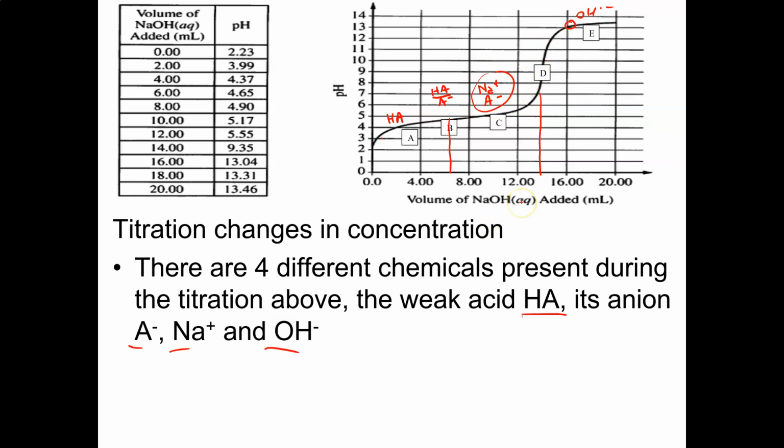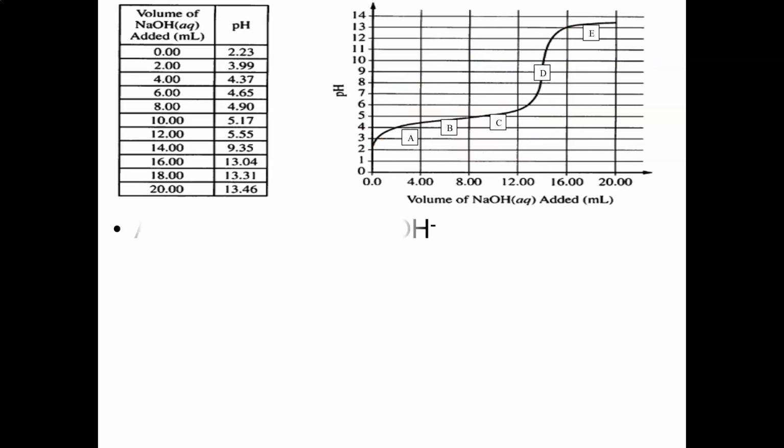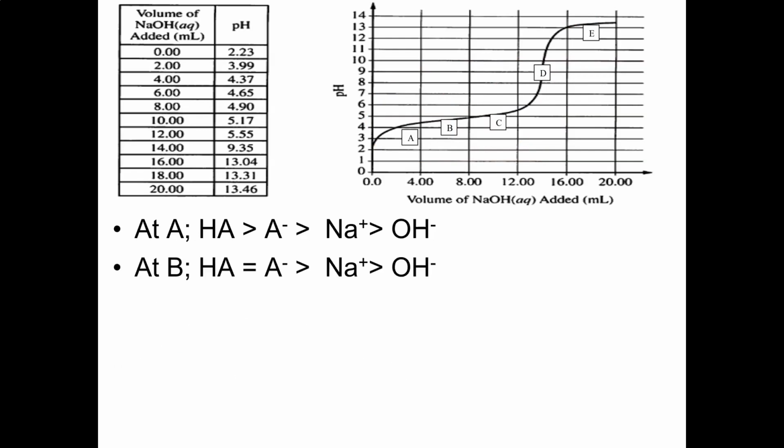You can mathematically verify it, but you're not going to go that far with it. The most you're going to probably do is generality, be able to figure out what's going on here concentration-wise. So if you can make those inferences as far as what's highest at those points, you're fine. So at A, HA is greater than A-, which is greater than Na+, greater than OH-. At B, they're equal. You expect Na+ to be higher than OH-.